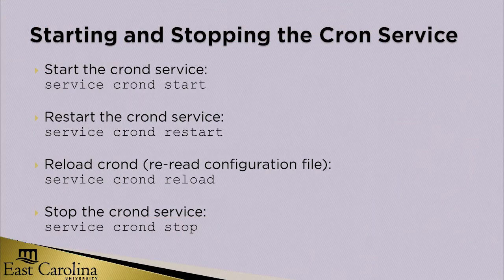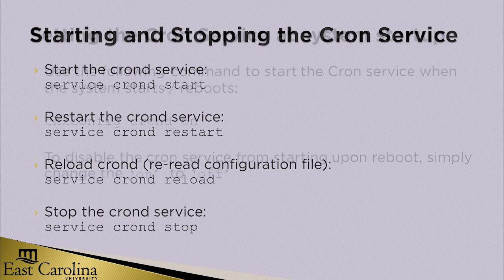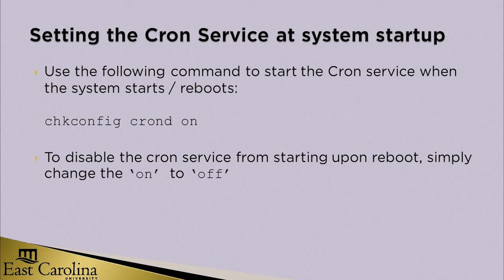Take a moment to look at these commands and note what each does. Let's make sure that the cron service is running and also make sure that it will automatically start when the system starts or reboots. To do this, we will issue the service cron start command to start the service. In order to make sure that the cron service always starts when our system does, we will issue the chkconfig cron on command. Take notice that we did not use start or stop, but we instead used on or off.